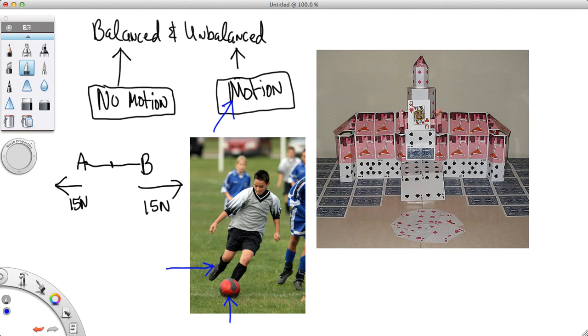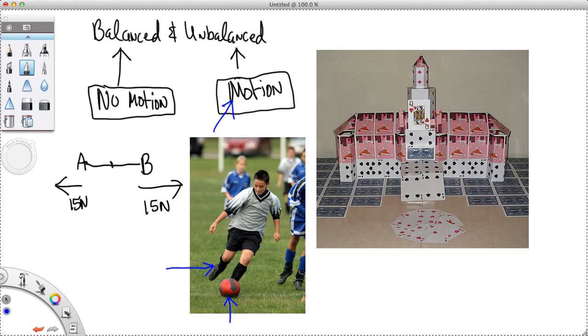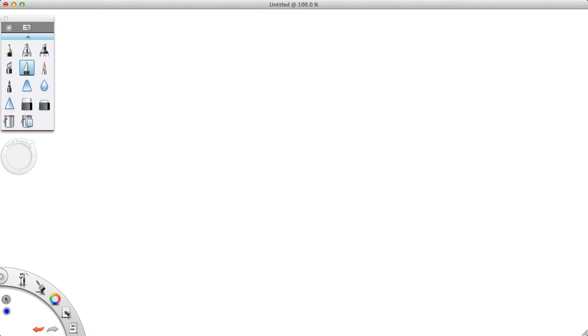All right, now let's talk about two other forces that are acting on objects. Most of these are acting on unbalanced objects, which is the one we're going to talk about first. But the first one I want to bring up is friction.